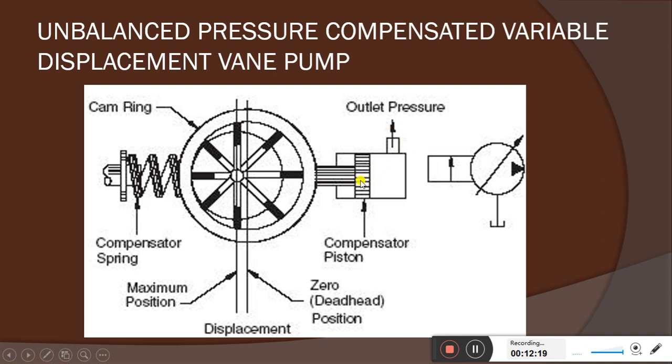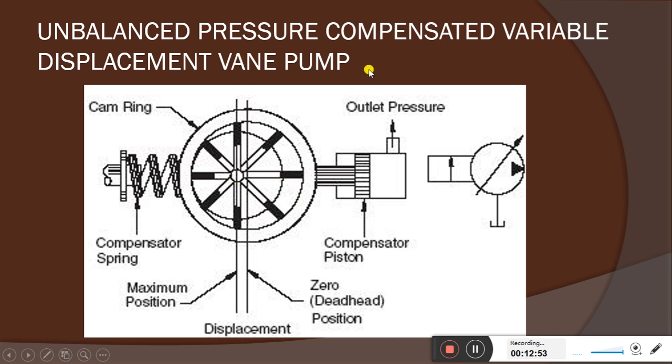As it pushes the compensator piston, the center of the cam ring is going to move towards the center of the rotor disc. As the cam ring center moves towards the rotor disc center, it tends to make a concentric circle phenomenon. Because of that concentric phenomenon, there is no pressure difference experienced, and it will not pump the liquid. So that may happen.